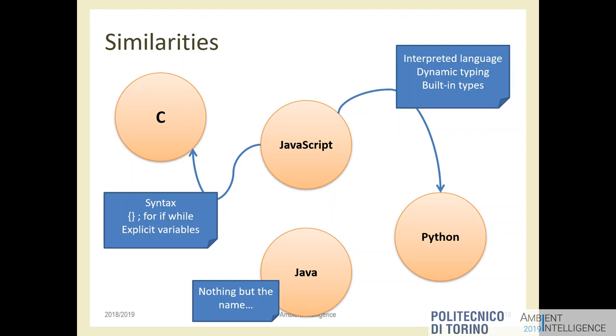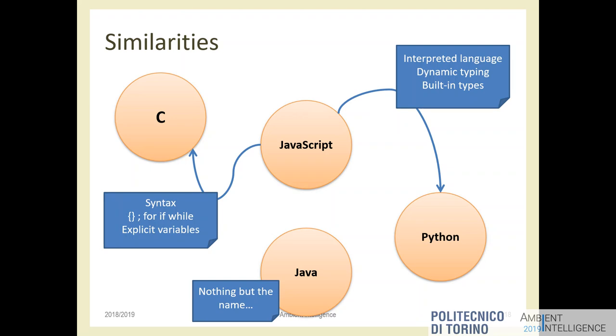So it's something like you think more or less like in Python, you write the instructions more or less like in C. So you will be totally confused. If you want to maximize the confusion, there's also Java, for which the JavaScript language has nothing in common, more or less.